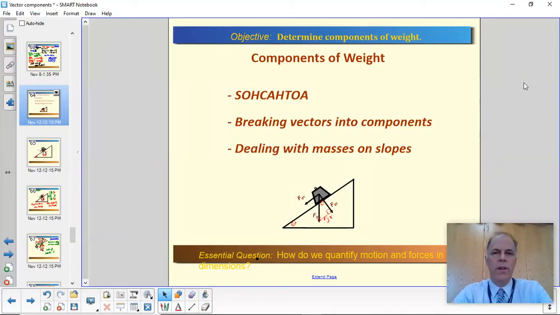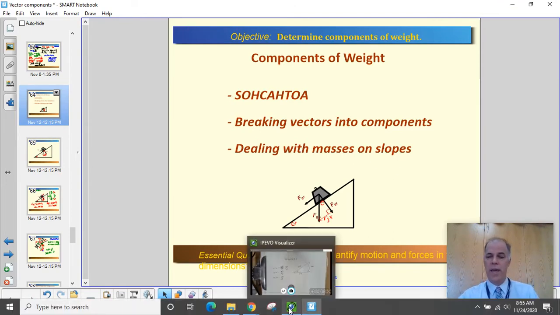Hey guys, today we're going to learn about components of weight, or more specifically, how we deal with masses that are sitting on slopes and figure out how much weight is dragging them down the slope and how much weight is actually pushing them into the slope. So to get there, we're going to do a quick review of Sohcahtoa because everyone loves Sohcahtoa. We'll do another brief review of breaking vectors into components, which is a general skill that we learned before. And then we'll get to the heart of the matter, which is dealing with masses on slopes.